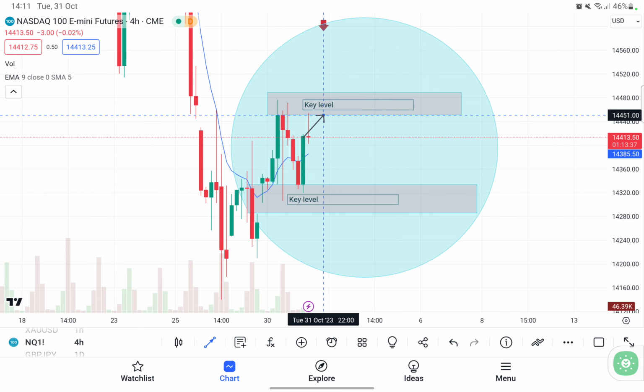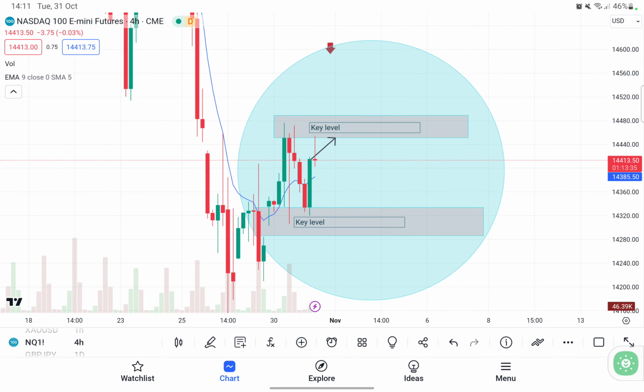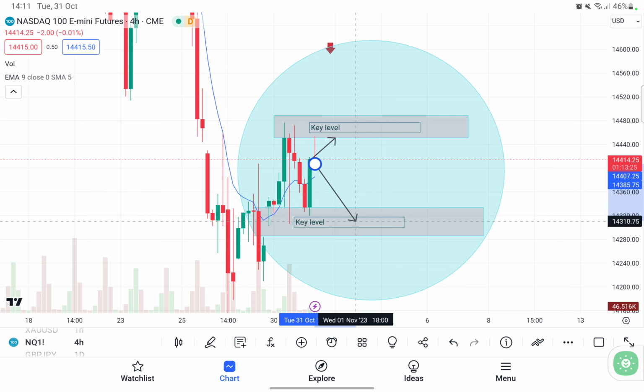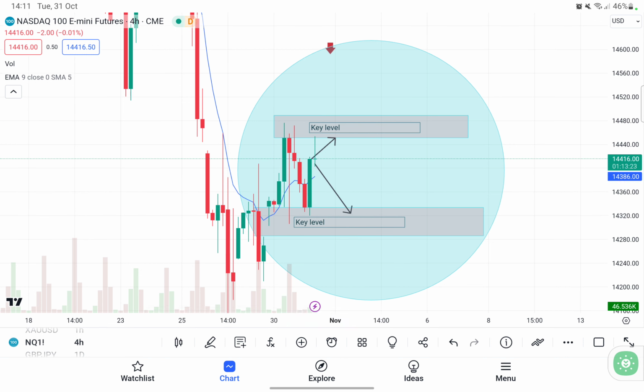So the options are now here. Either we're going to go up or we're going to go down. And from here, I'll go down to my lower time frames, look for my patterns, look for my confirmations, and then take the trade.